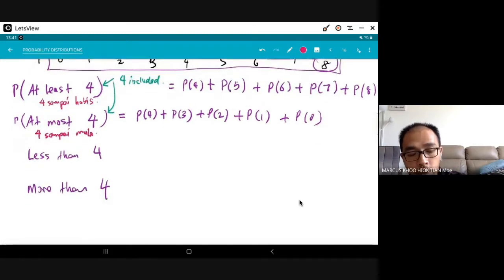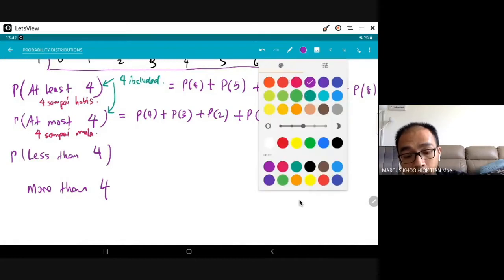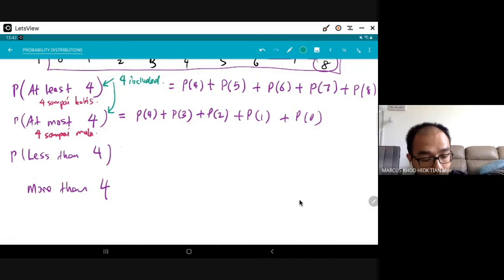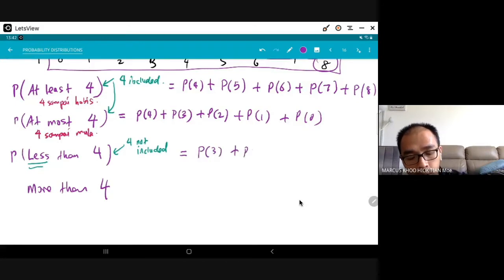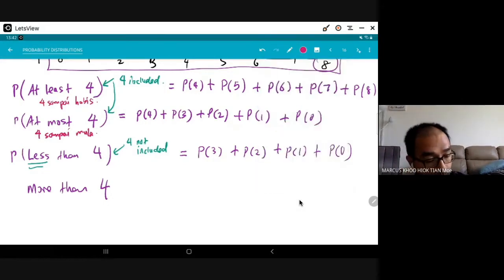Now, less than 4. When we talk about the probability of less than 4, kurang daripada 4, it means that 4 is not included. 4 tidak boleh termasuk sebab kita mau kurang daripada 4. So this is different from at least, sekurang-kurangnya 4, which includes 4. Less than 4 means 4 is not included. Therefore, we only want P3 plus P2 plus P1 plus P0. Tidak termasuk 4, sampai mula.